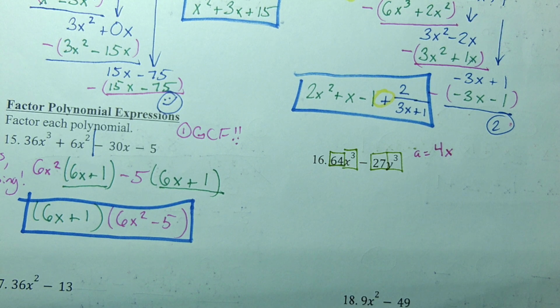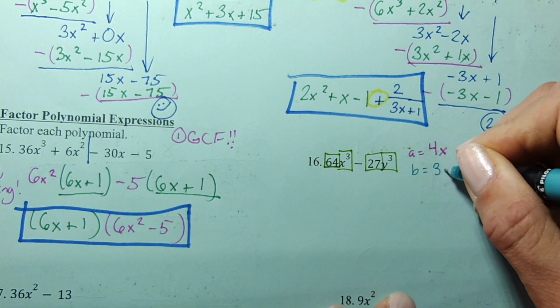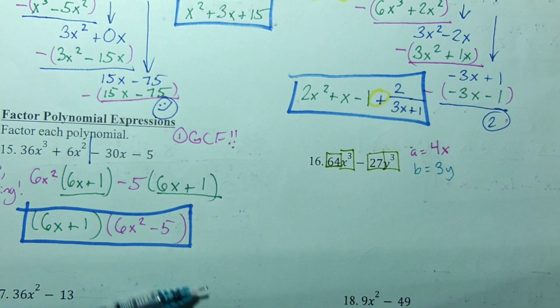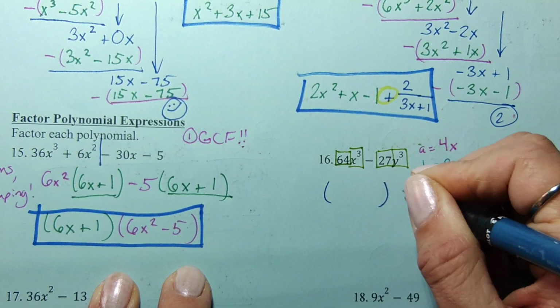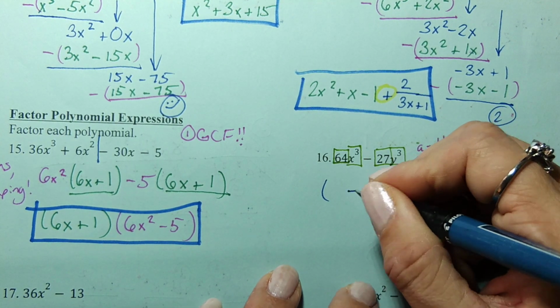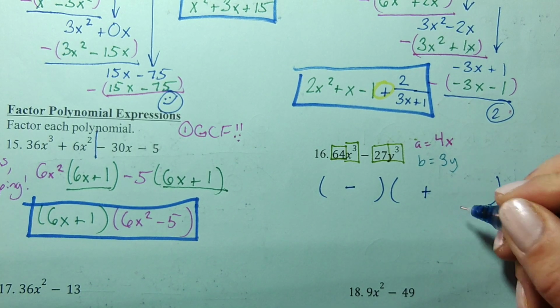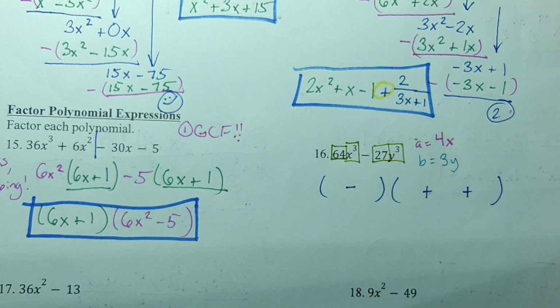4x. What a, huh? Cube root of 64 is 4. 4 times 4 is 16, times another 4 is 64. What about 27y cubed? What's our b? 3y. So now, little parenthesis, big parenthesis. What's our happy little acronym for the signs? Same as the sign between the cubes. Opposite of what you just wrote. Always positive.